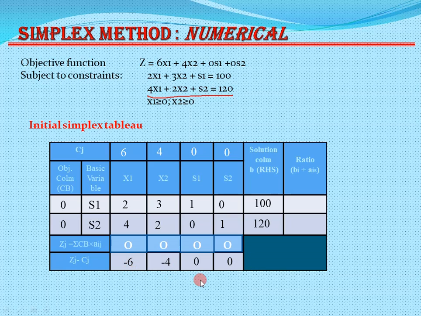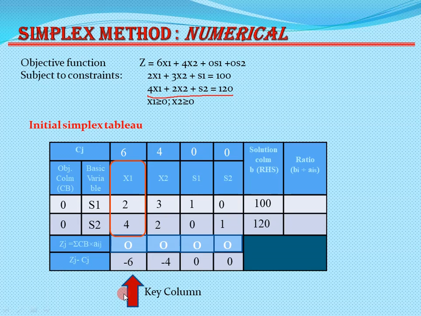So to get the optimal solution, first we have to find the key column. The key column is the one which contains the maximum negative element. So the maximum negative element is minus 6. So this is called the key column or the pivot column.